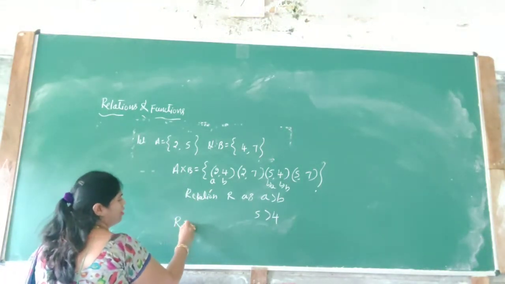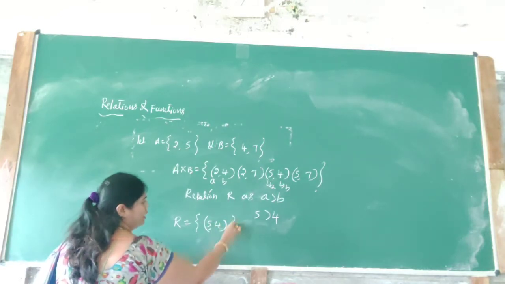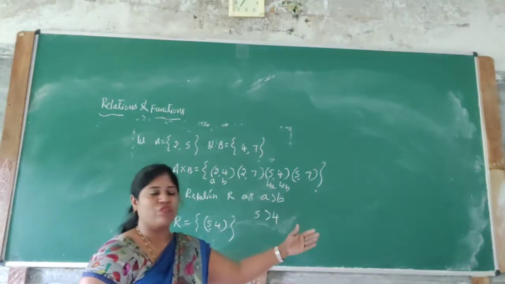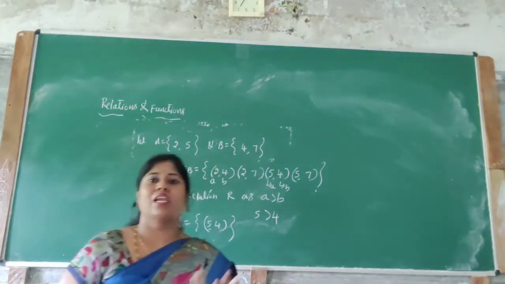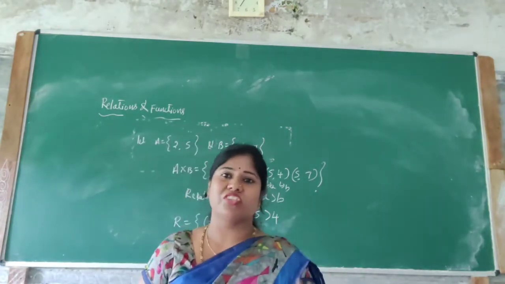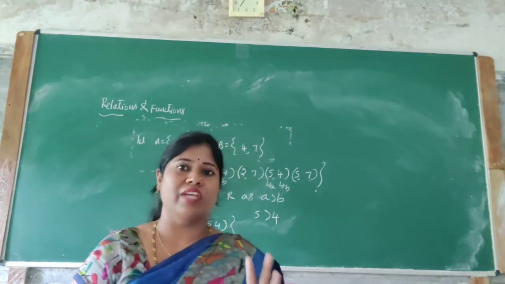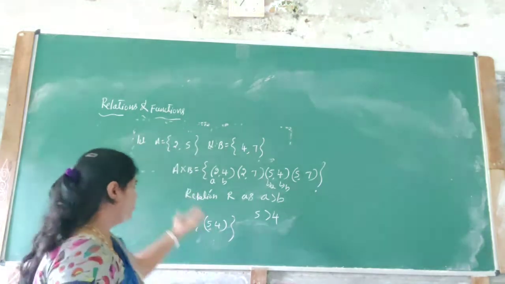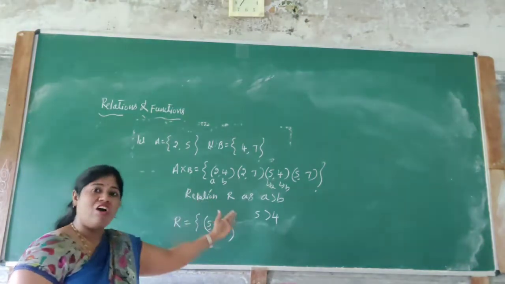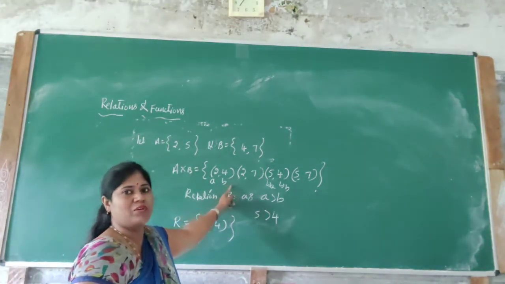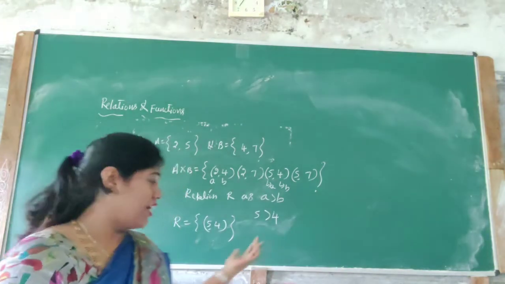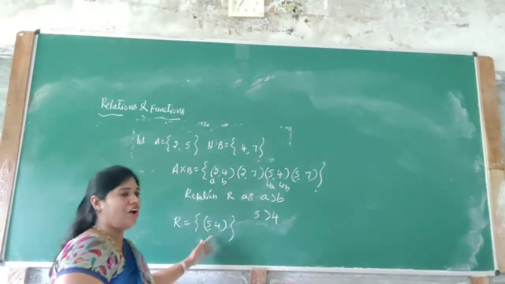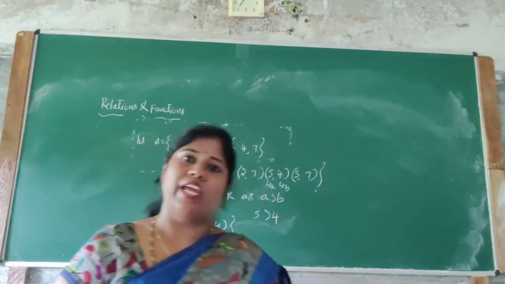So what is R? R is equal to {(5, 4)}. Only this element satisfies the condition a is greater than b; none of the other elements satisfy it. So the relation R from set A to B is a subset of the Cartesian product A cross B, where A cross B is the set of ordered pairs (a, b) such that a belongs to A and b belongs to B. In the first year also we discussed subsets, sets, power sets and so on. So R is equal to {(5, 4)}.